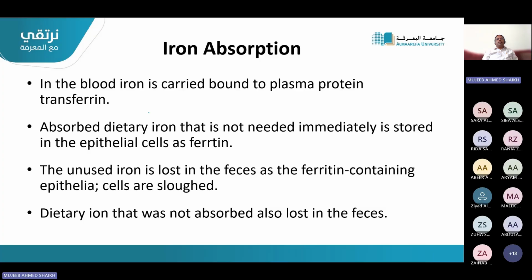In the blood, iron is carried bound to a plasma protein known as transferrin, or you can simply say transfer protein. So transferrin is nothing but protein plus iron. Absorbed dietary iron that is not needed is immediately stored in the epithelial cell in the form of ferritin. So ferritin is the stored form.